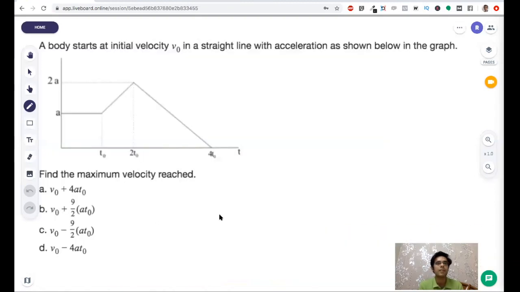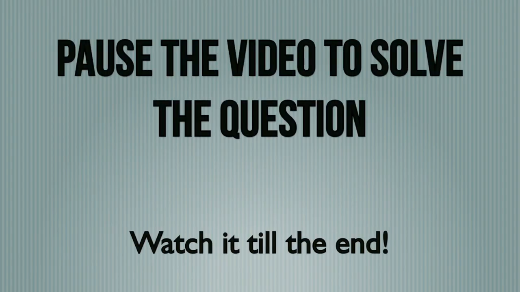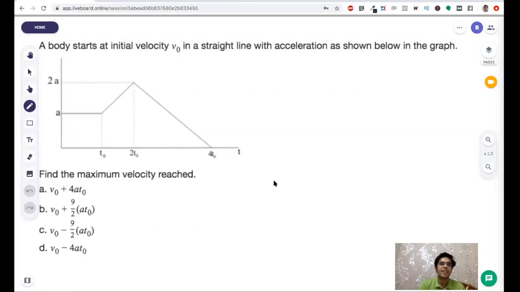Yes, next, let's come to the second question. A body starts with initial velocity v0 in a straight line with acceleration as shown in the graph. Find the maximum velocity reached. Okay, so let's understand this question. A body starts at initial speed v0 in a straight line with acceleration as shown in the graph.